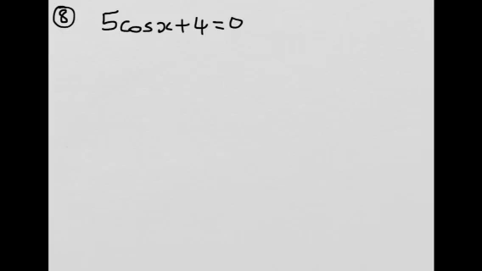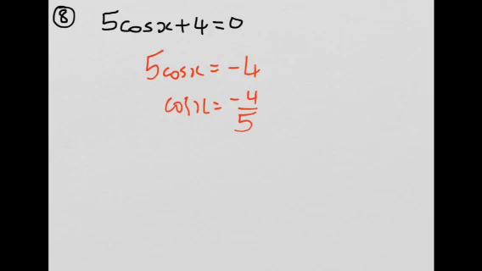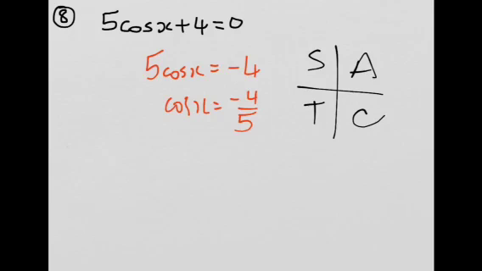Question 8, solve this equation. So 5 cos x would equal, take the 4 over, cos x would then equal negative 4 over 5. Now we're at our all sine tan cos part. Cos is equal to a negative number, so that means we're going to tick the sine and the tan boxes. And I'll leave it to you to finish off.